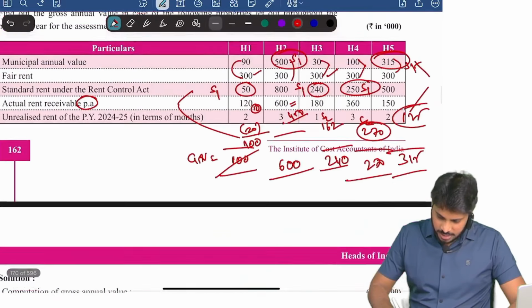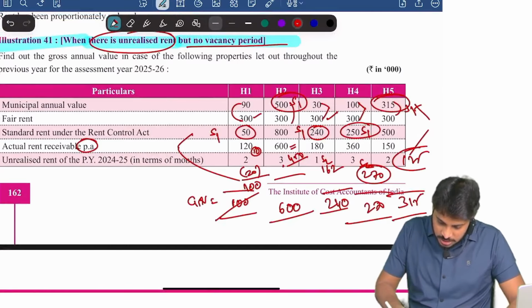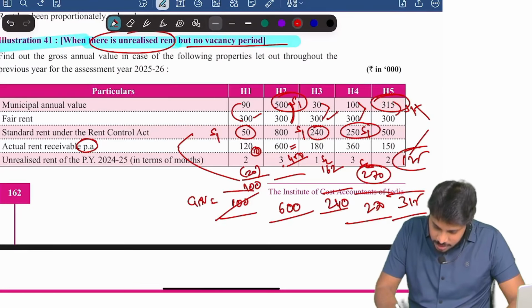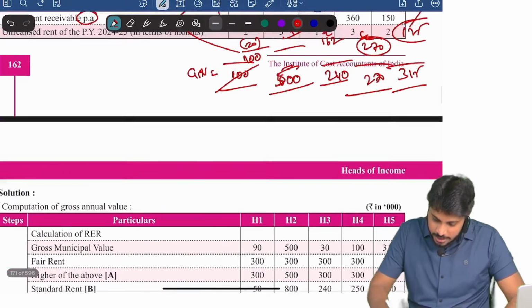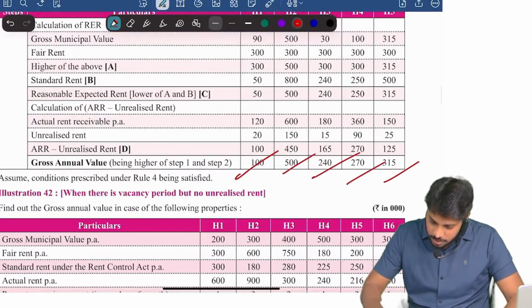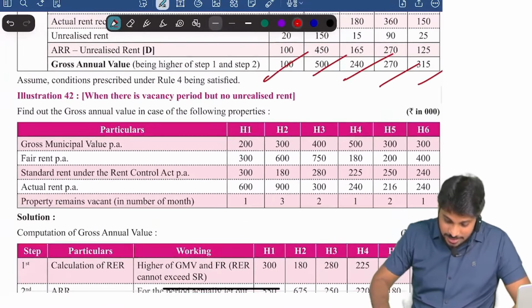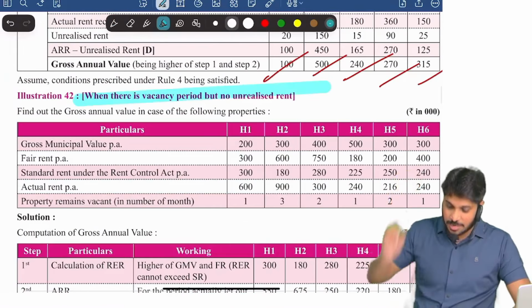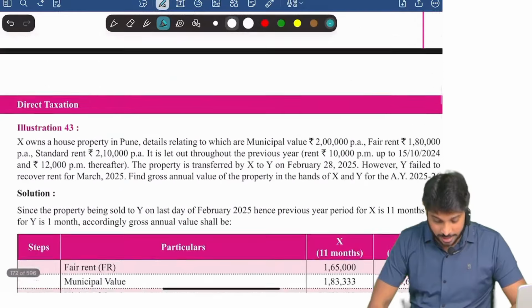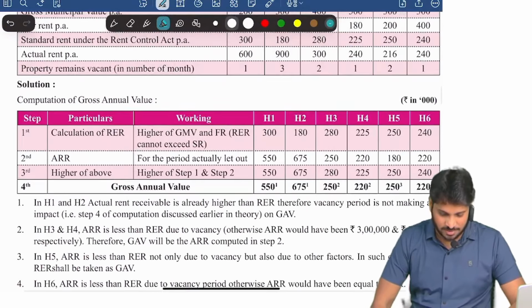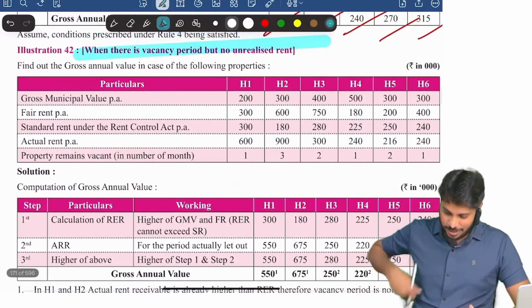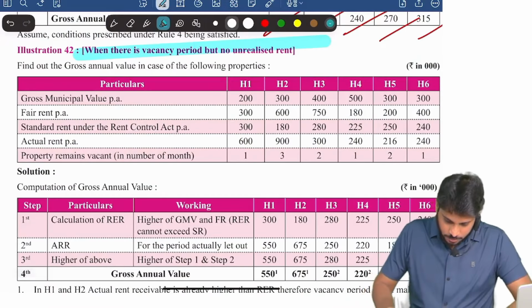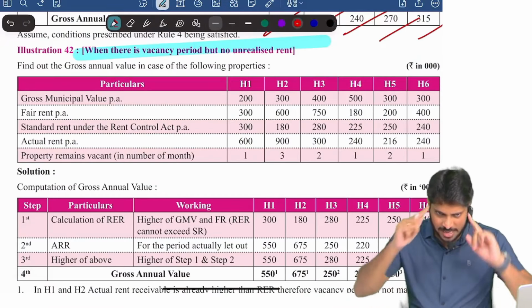Now look at 100, 500, 100, 100. Okay, 500. Why we got? Yes, correct only, no? 500, 300, whichever is higher, 500 only. Correct. I mistakenly took 100, 500, 240, 270, 370. Okay, perfect. Now there is a vacancy. When there is a vacancy period but no unrealized rent. Oh, another problem is with unrealized rent. Nothing, not given. So quick, no? 42.